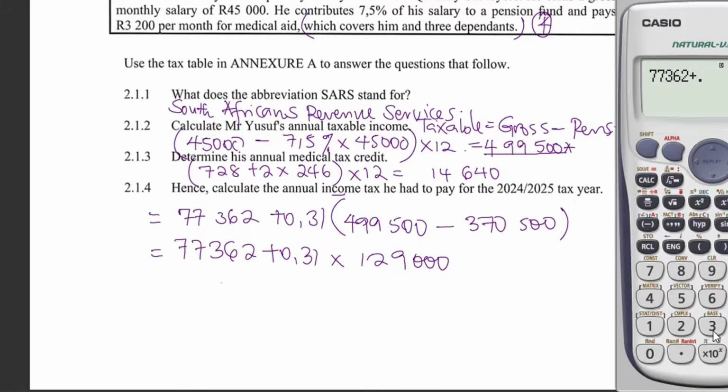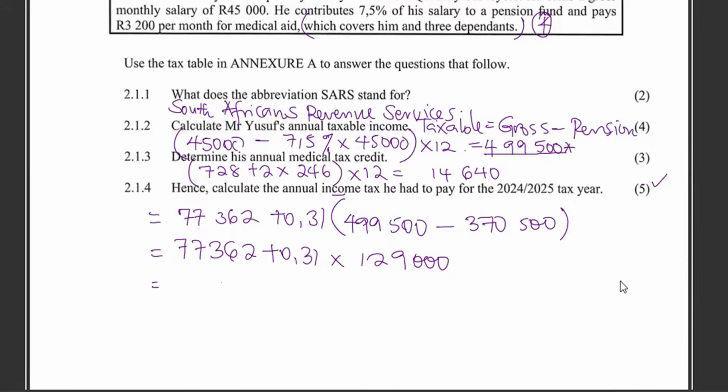Plus 0.31, open brackets, 500 minus 370,500. So we end up having 117,000, 117,325. At this moment, that's when we call in the rebate and the medical tax credit.